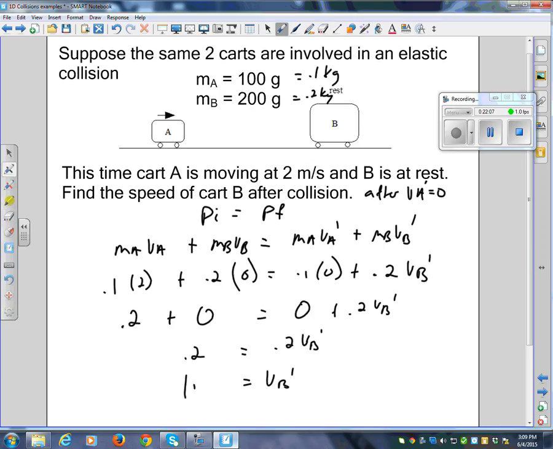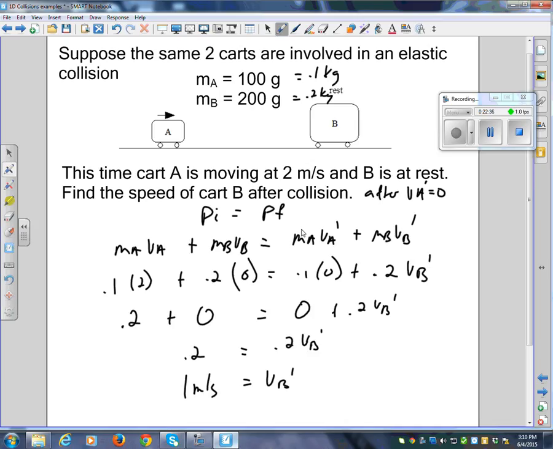1 meter per second. So the little guy was moving at 2 before. The big guy who was twice as big is now moving half as fast. Does that make sense? So if you were doing that lab that we're not going to do and the small person ran into the big person, they would move away at half speed, which is what you would expect.